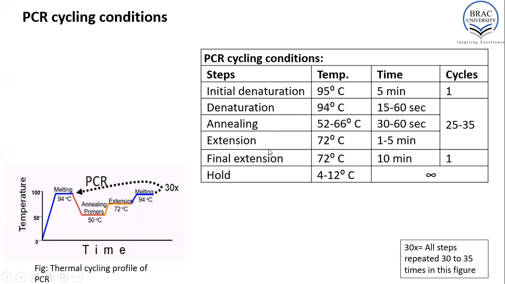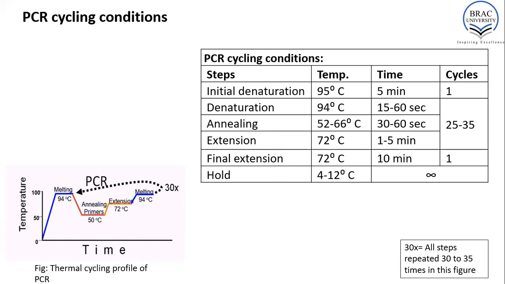And there is a final extension step as well, where all the 25 to 35 repeated cycles have been finished. Then you just give the time for the final extension. You maybe give it like 5 minutes to 10 minutes, again, depending on the size of the fragment.